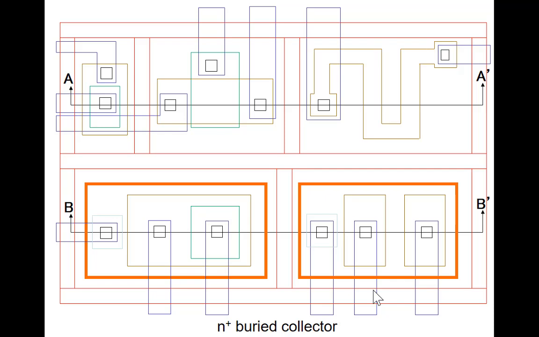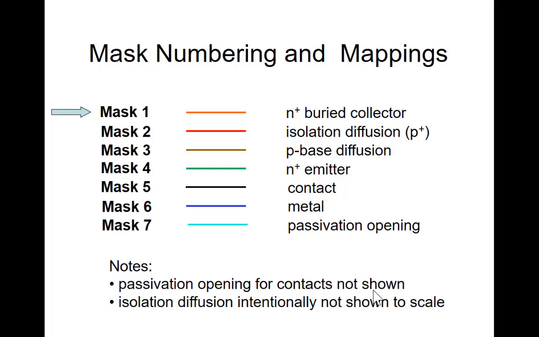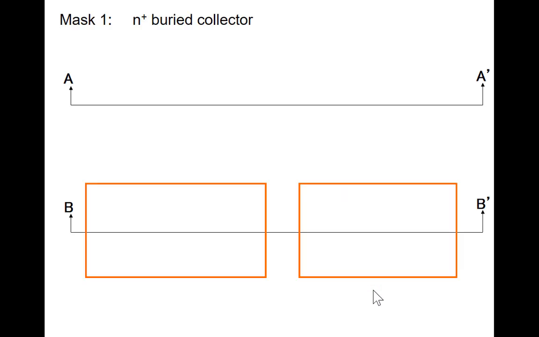So let's first of all look at mask 1. And I've listed the mask numbers here so we don't have to go back to the recipe. I'll refer back to this periodically. So mask 1, first one is the N+ buried collector. And it only appears in this part of the layout. So it's inside this region here and inside this region here.